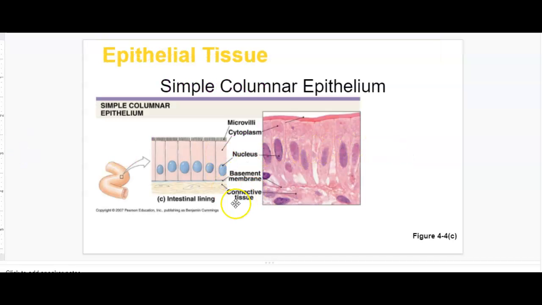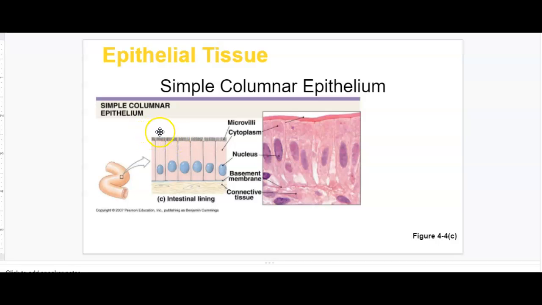So let's talk about some simple columnar epithelium. Some of them specifically have microvilli on them. So think about it like bristles on a toothbrush. And the reason why they are there is, especially, and this shows a section of the intestine, it will absorb any nutrients and give a much larger surface area so that your nutrients can be absorbed and have a better chance of being absorbed, I guess is the answer that I wanted to say. So you have them very close together.